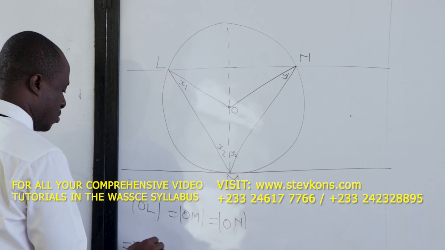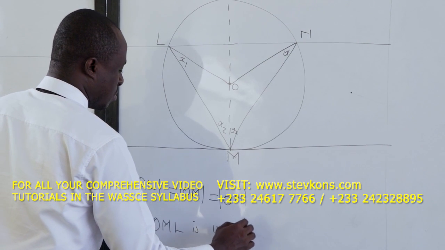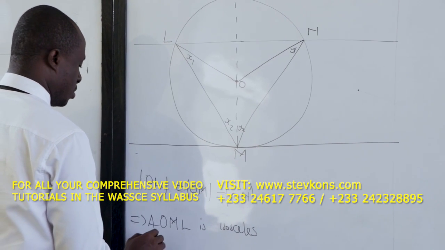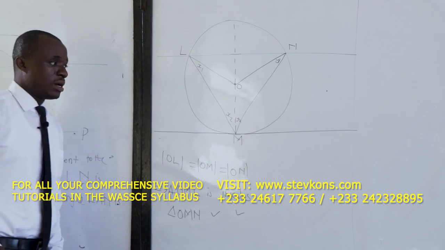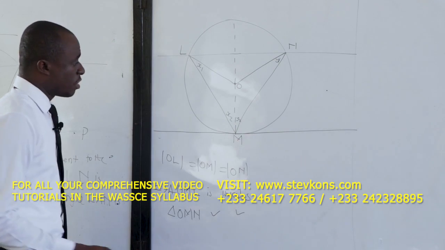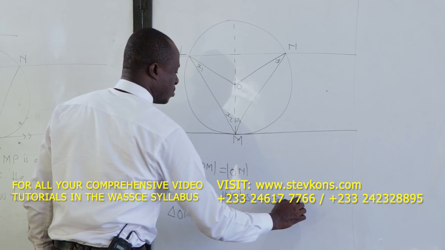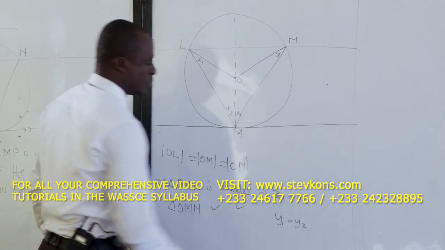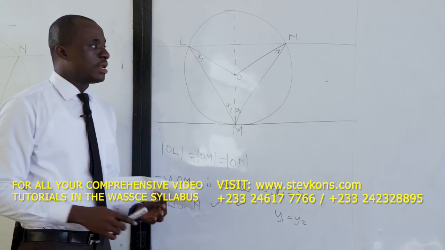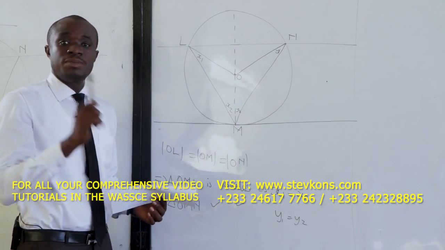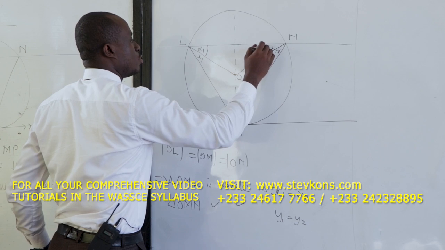This is telling us that triangle OML is isosceles, and then also triangle OMN is also isosceles. Now, because of that, what can we see? We can say X1 is equal to X2, and here Y1 equal to Y2. Now, because OL is equal to ON, what is it telling us? It is telling us that the base angles too must be equal. So let's suppose that this is alpha 1, and this is also alpha 2.